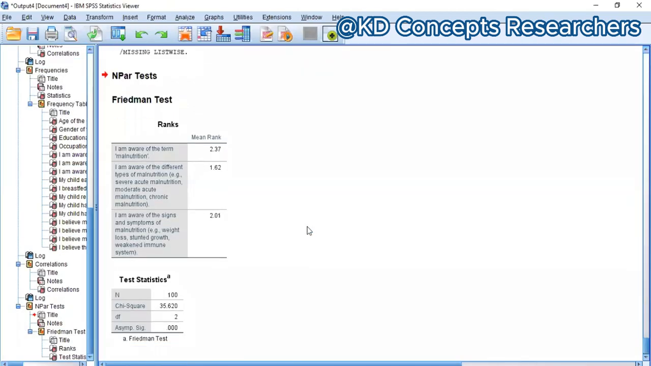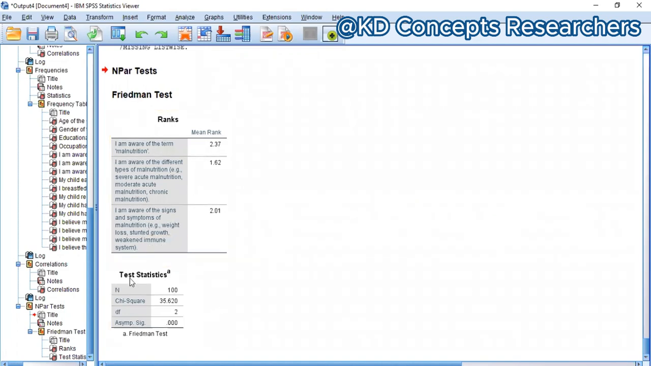Now this is the Friedman test for section B. You can see their ranks here for each of the three questions. Our interest lies in the test statistic, the Friedman test statistics. It uses a chi-square test. You can see that the sample size is 100. The chi-square is 35.625 with a degree of freedom of 2. And then the significance value, otherwise known as the p-value, is 0.000. So this shows a highly significant variation between the way the three questions in section B were answered.